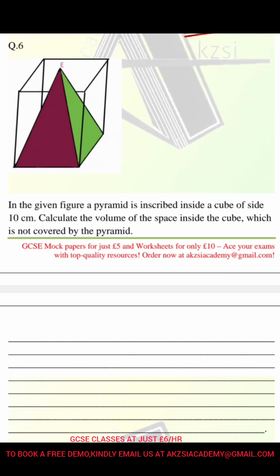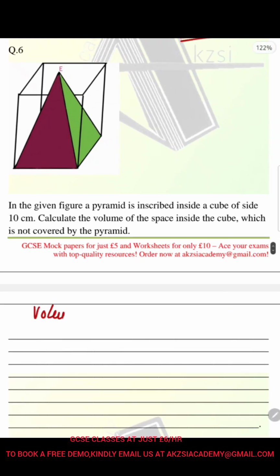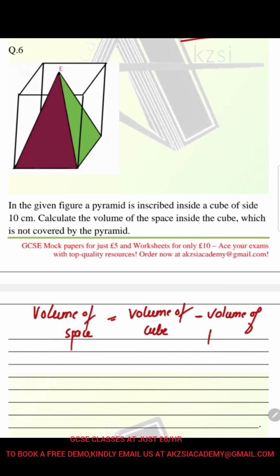It's very clear. So let me start by finding the volume of the cube. So I can write the volume of the space that they are asking you to calculate is equal to the volume of the cube minus the volume of the pyramid.